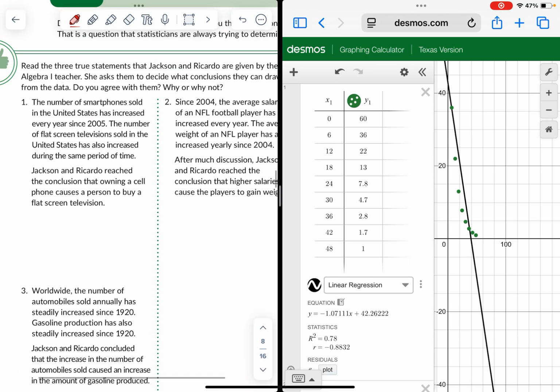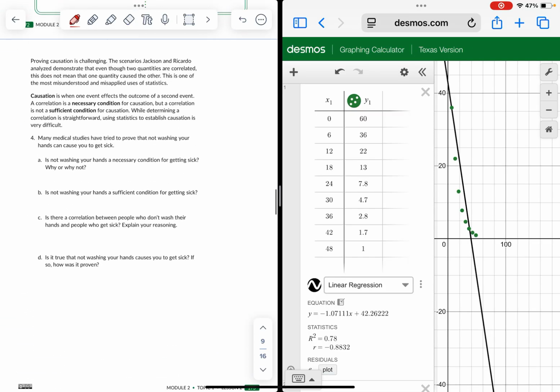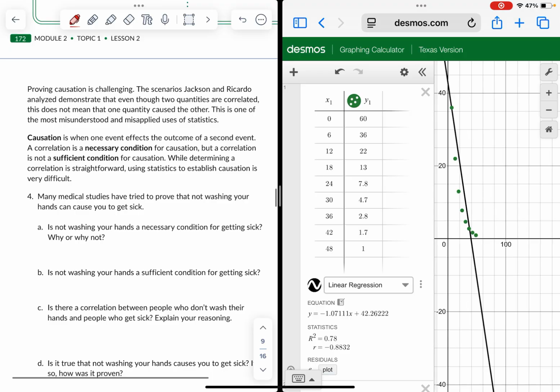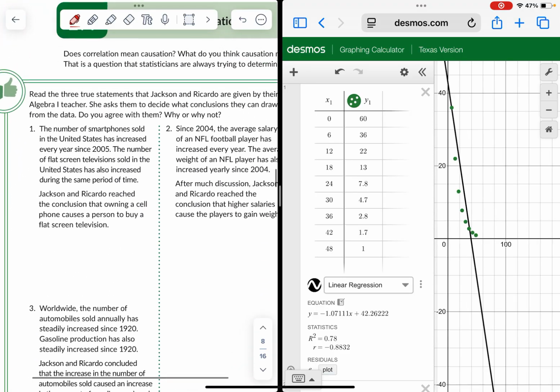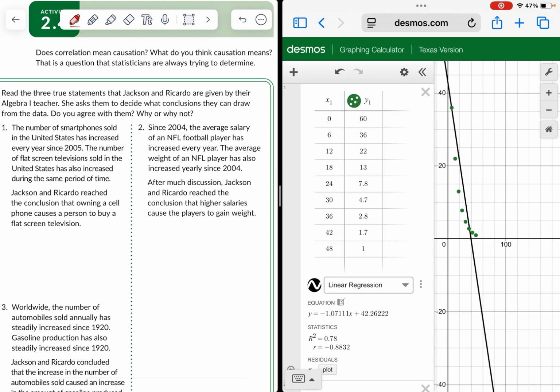Okay, you guys are going to read the remaining statements and discuss with a partner and decide, are these good, is this correlation versus causation? And let me give you the gist of correlation versus causation. I want you to think about it this way.